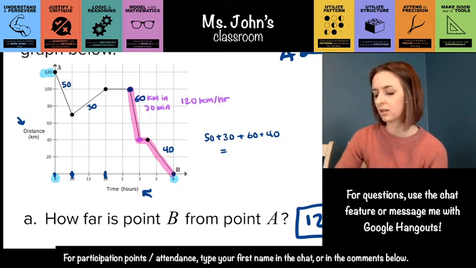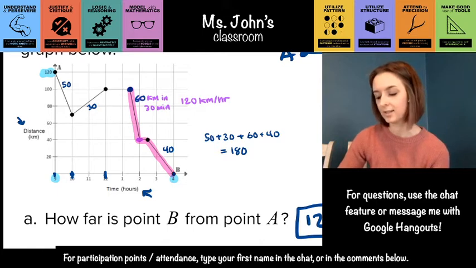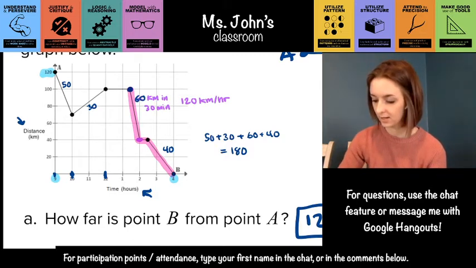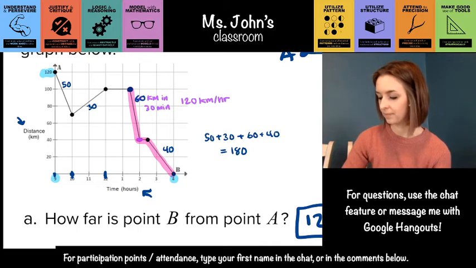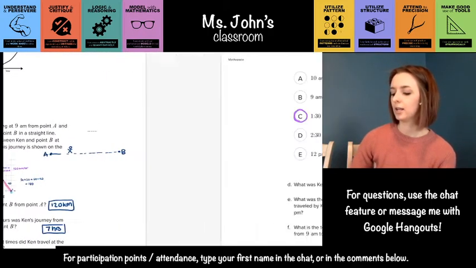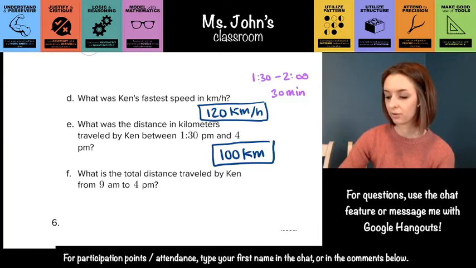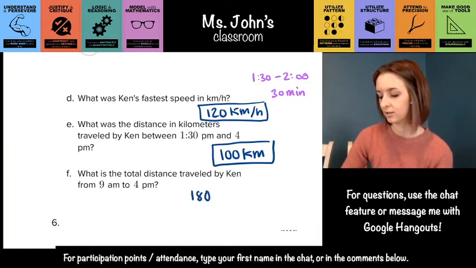equals 180. I said 18 because I was adding the first digits. 180 kilometers. Hang on, let me just double check. 120 to 70 was 50, and then 70 to 100 was 30, and then 100 to 40 was 60, and 40 to 0 was 40. Yeah. 180 kilometers was his grand total distance traveled.